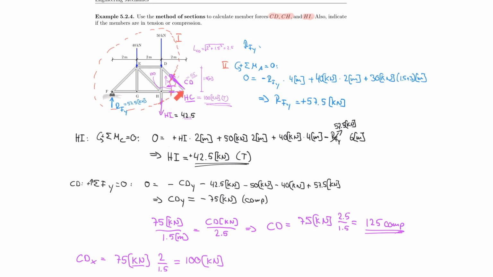sum of the moments about node C here, and that's reflected in this equation, which gave us 42.5. And since I now had only one unknown in the y direction left in CD, I was able to use the sum of the forces in the y direction to solve for the 75 in compression. And then I used that to calculate my horizontal component in CD, and that I could use to find HC. So it's a logical way through.